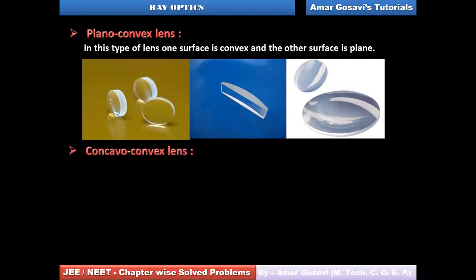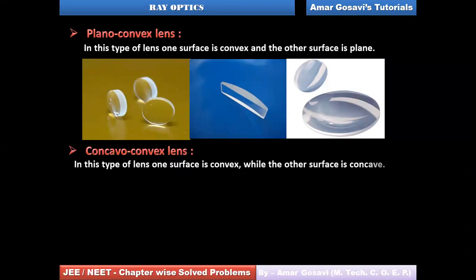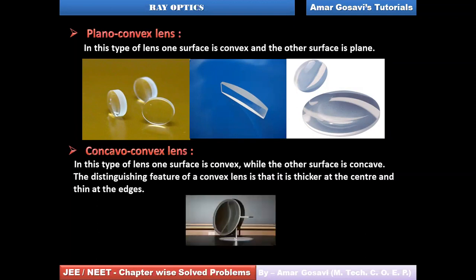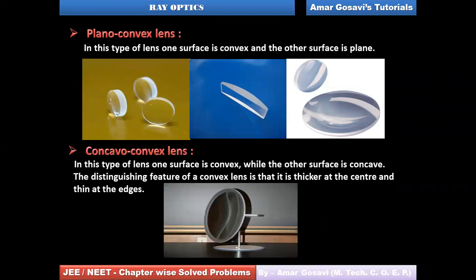The third type can be concavo-convex. It means one side of the lens would be convex, whereas the other side would be concave. You can have a look at this picture. What's the feature of a convex lens? It is thicker at the center and thin at the edges. This is something we need to remember and recall time and again whenever we come across situations where we solve problems on lenses. Please make a note of this and then we move ahead.